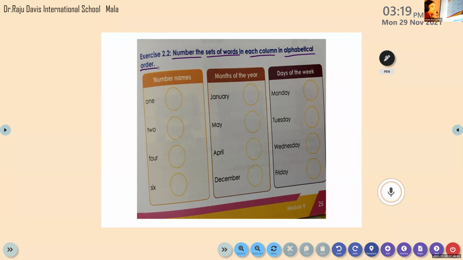According to the alphabetical order. Sorry? 4. Very good. 4 will come first, so we will give number 1 to 4. Which one will come next? After 4, which one?